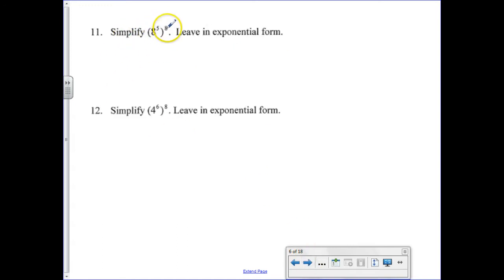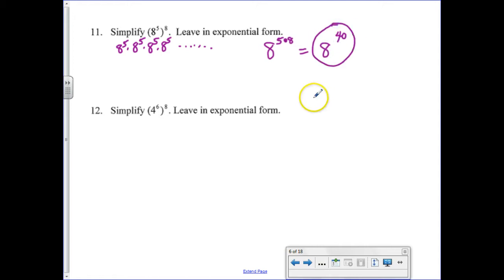Number 11, you're taking a power of a power. Keep in mind what this means. This means you're going to take 8 to the 5th times itself 8 times. Now certainly that gets a little repetitive and long, and so when we did these problems, we discovered that the pattern says take the two exponents and multiply them. That's a times dot there, by the way. And this would be 8 to the 40th power, which, by the way, would be an incredibly large number. That's why we're leaving it in exponential form.